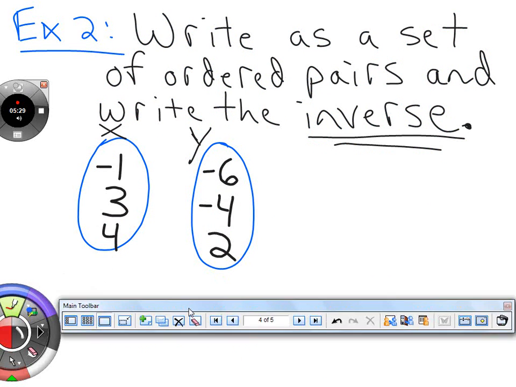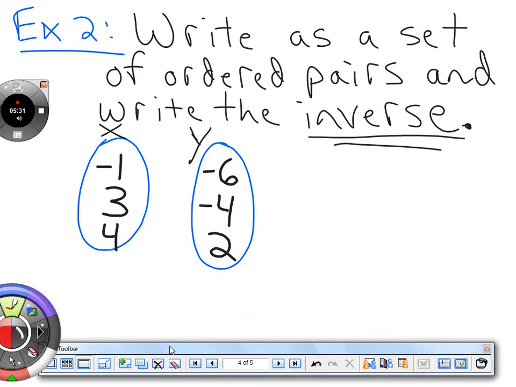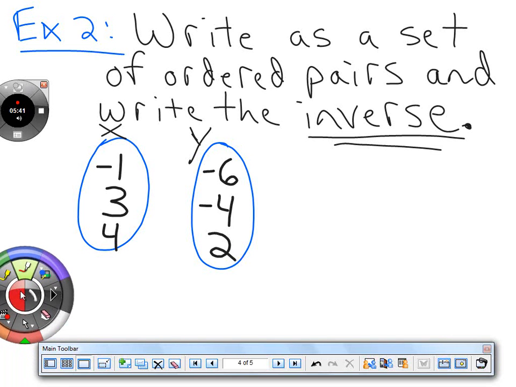Next example, it says write as a set of ordered pairs and write the inverse. Alright, so first I have to finish what this problem is. It's a mapping, and it's not quite done, so I have to show what the relationships actually are here. So I've got negative 1 going to negative 6. I've got 3 going to negative 4. I've got 3 going to 2. I'm going to say that the 4 goes to negative 6.